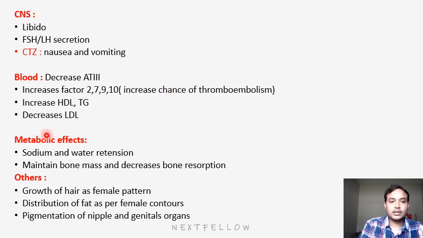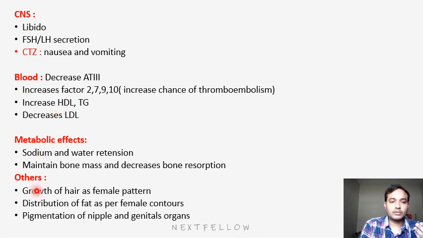Next are the metabolic effects of estrogen. It causes sodium and water retention. Next, it maintains bone mass. How does it maintain bone mass? By decreasing bone resorption, so loss of bone calcium is decreased. So it adds a beneficial feature also. These are the major physiological effects of estrogen on different systems.